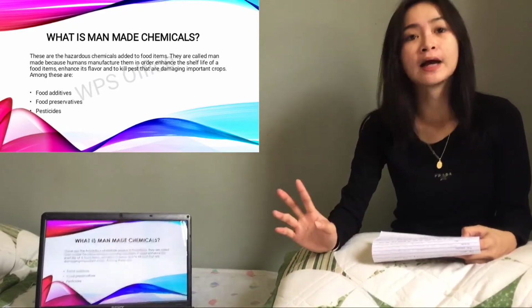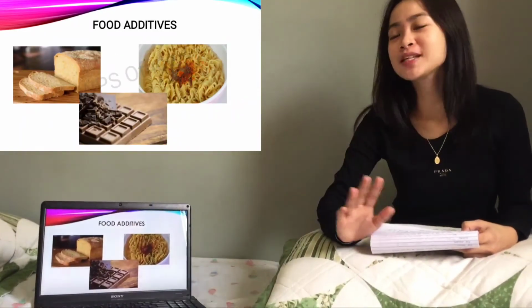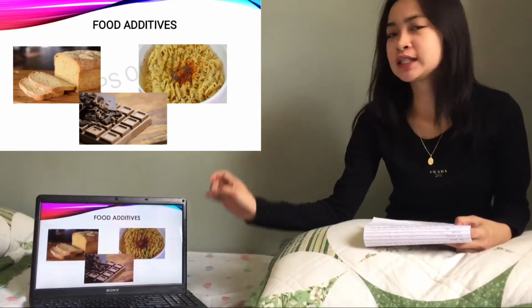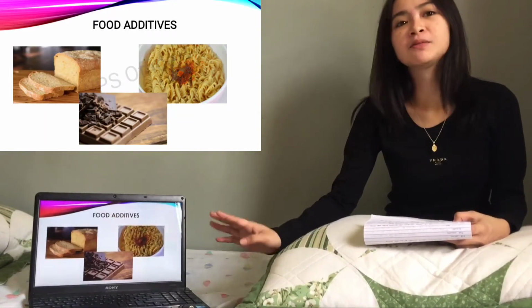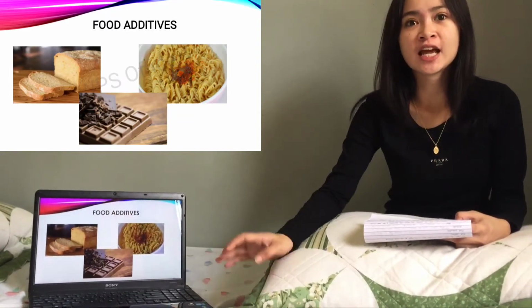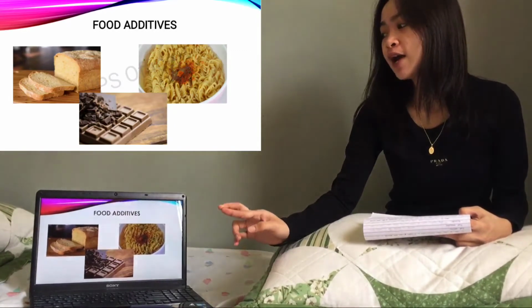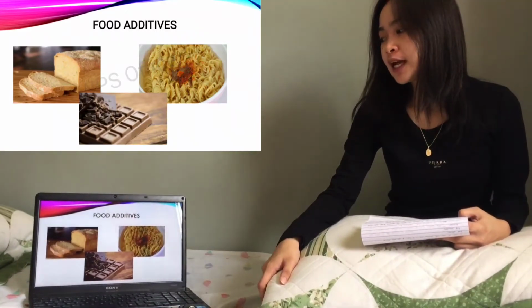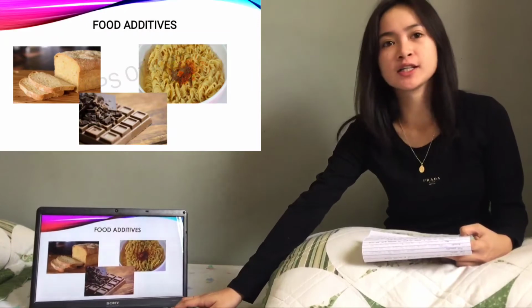And yeah, here are some example pictures of food additives. As you can see here, the first picture is a bread. Bread is also part of food additives because bread has a lot of ingredients like flour, sugar, and salt. And that's why bread is also part of food additives, because it can cause a health problem. So we must avoid this kind of food.